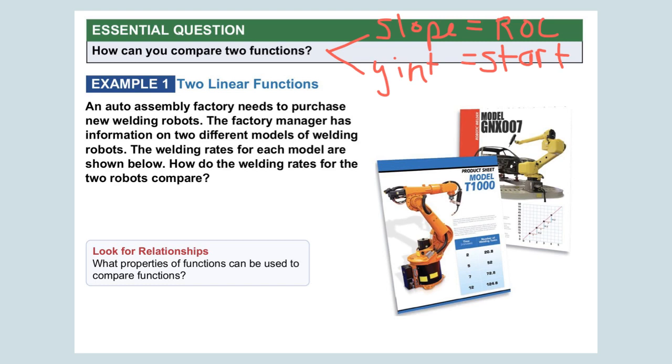An auto assembly factory needs to purchase new welding robots. The factory manager has information on two different models of welding robots. The welding rates for each model are shown below. How do the welding rates for the two robots compare?